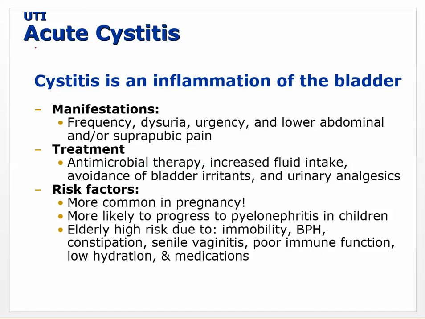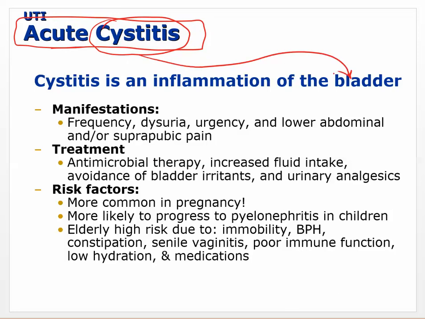Because here we see acute cystitis, and cystitis refers to inflammation of the bladder. Okay, so that's going to have those same manifestations: frequency, dysuria, urgency, lower abdominal, suprapubic pain. So in the area where the bladder is. So treatment: antimicrobial therapy, yeah, take antibiotics, that works. Increased fluid intake, avoidance of bladder irritants, and urinary analgesics.